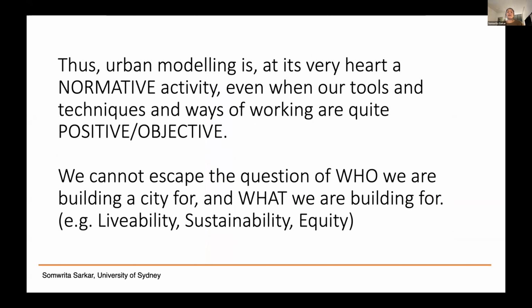So urban modeling is at its very heart a normative activity, even when our tools, techniques, and ways of working are quite positive, objective. So we cannot escape the question of who we are building a city for, what we are building a city for. And if we reflect on some of our planning documents in any country around the world, we see that very normative criteria are set out as planning goals. So we want a more livable city, we want a more sustainable city, we want a more equitable city. And so in that sense, again, we are thinking of urban modeling. Well, the hope is that if we do good, positive, objective descriptions, it will assist with better normative decision making. That is our hope.